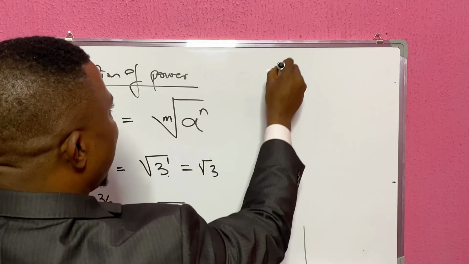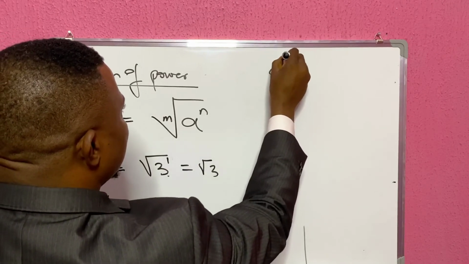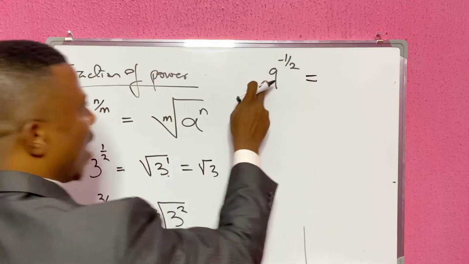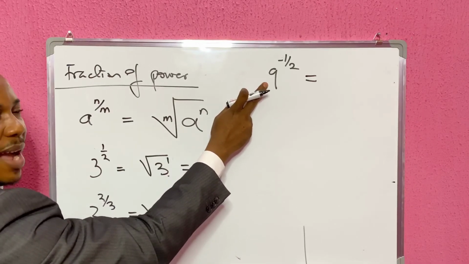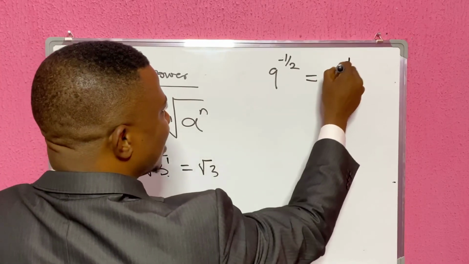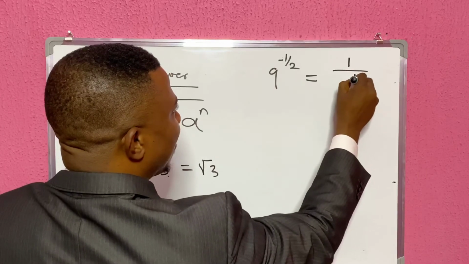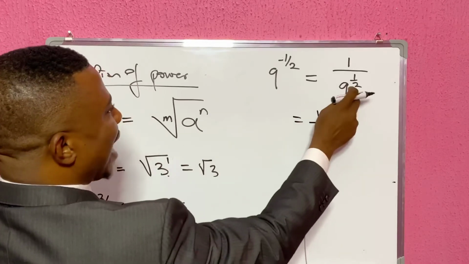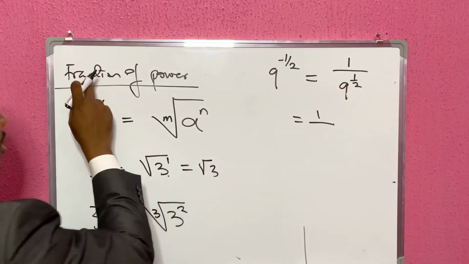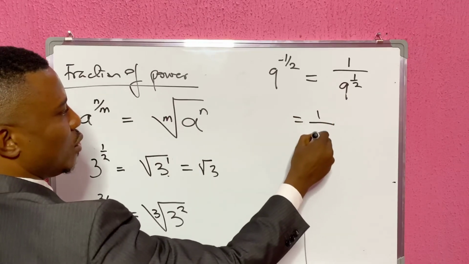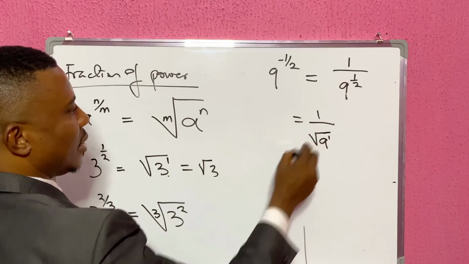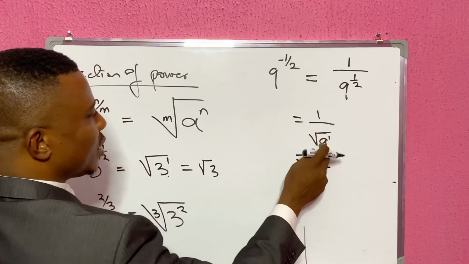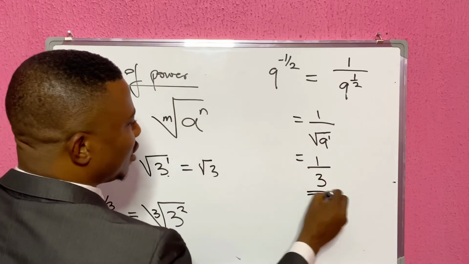If you have 9 raised to the power minus 1 over 2, for example, remember our negative power. You have 1 all over 9 raised to the power half. Then 1 over, remember how we handle fraction of power. Root 9 raised to the power 1. And this will give us 1 over, what is root 9? Root 9 is 3. And that's your final answer.